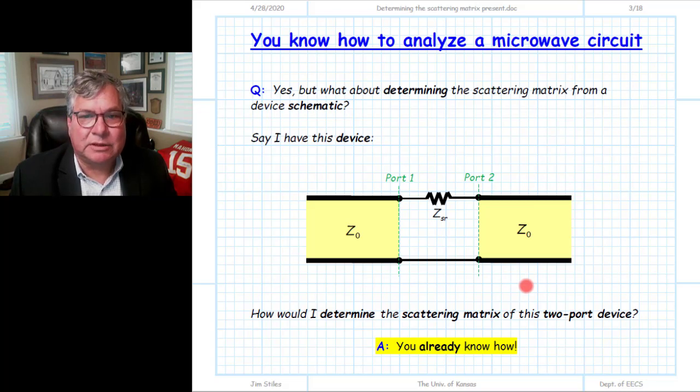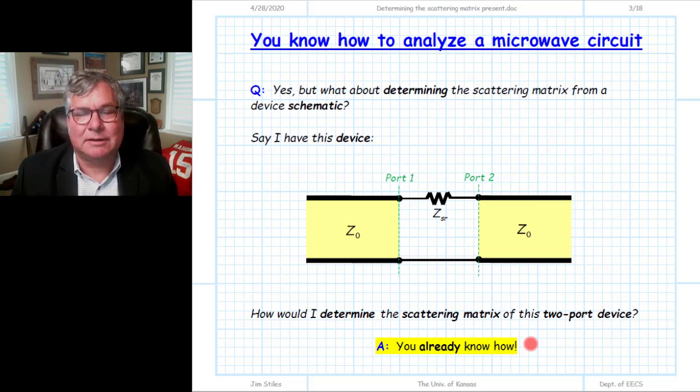Oftentimes students struggle with this part. How do I determine the scattering matrix of a device from its schematic? And the thing I want to emphasize here is you know how to do this. Everything that we've learned up to this point has led us to this juncture where we're going to try to figure out how to determine the scattering matrix of a device based on its schematic.